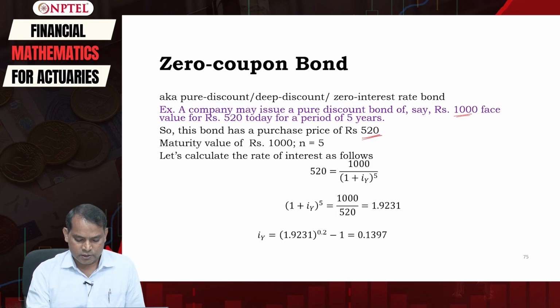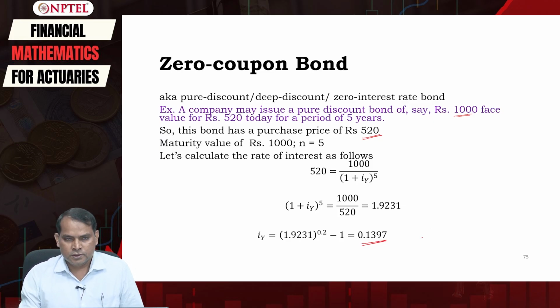Therefore, iy is equal to 1.9231 to the power 0.2 minus 1, which will be 13.97%, or you can simply say around 14%. So the yield to maturity for this type of bond is now considered as 13.97% or 14%.